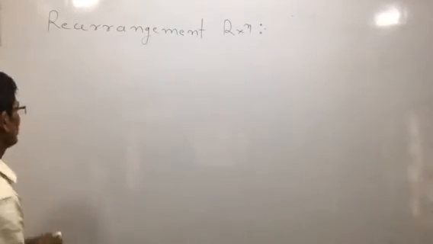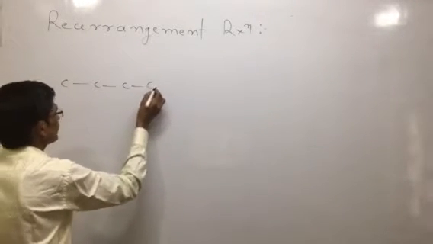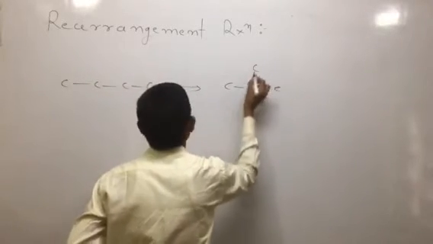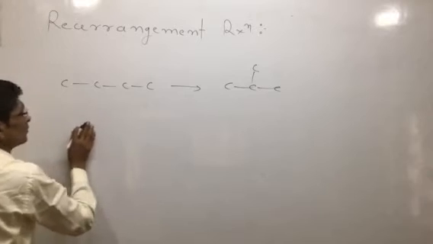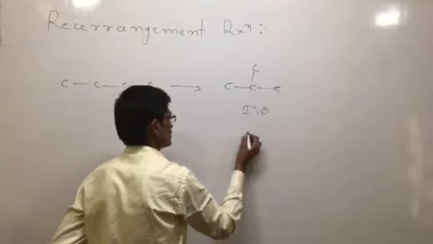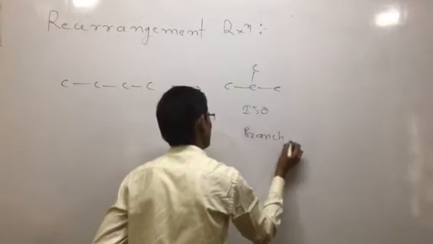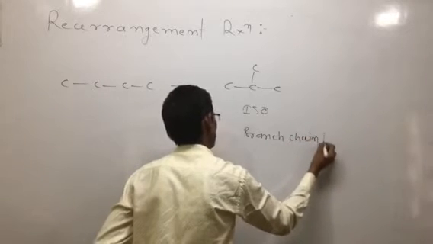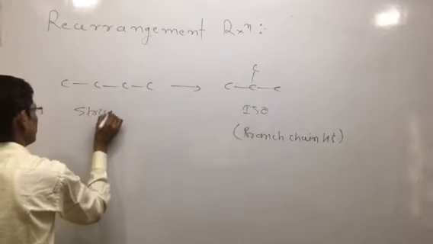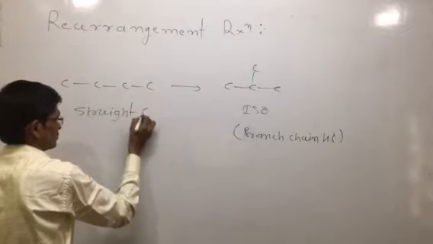In a rearrangement reaction, if we have a carbon skeleton, it is converted into what? These types of carbon skeletons, which are 1, 2, 3, 4. This is an iso compound, as you can see, a branched chain hydrocarbon. And this is a straight chain hydrocarbon.